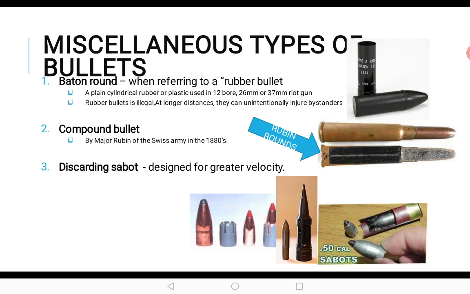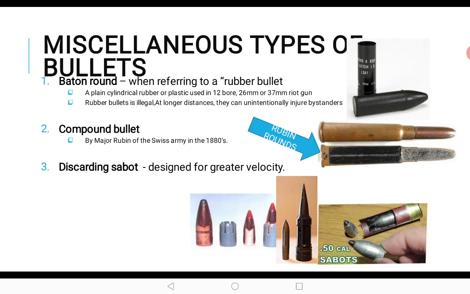Another is we have the compound bullet. Okay, compound bullet, this is a type of bullet that has a dense metal core covered with a jacket of a lighter metal, which does not bring lead into contact with the rifling of the weapon. So itong compound bullet, this was designed by Major Ruben of the Swiss Army in the 1880s.